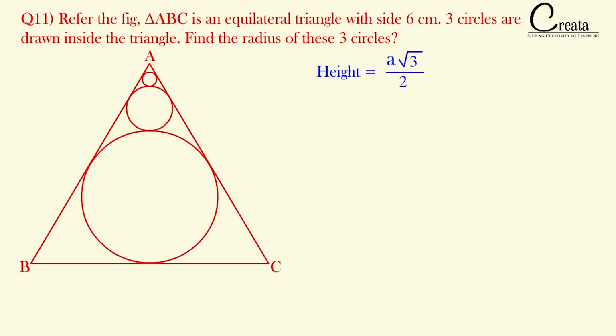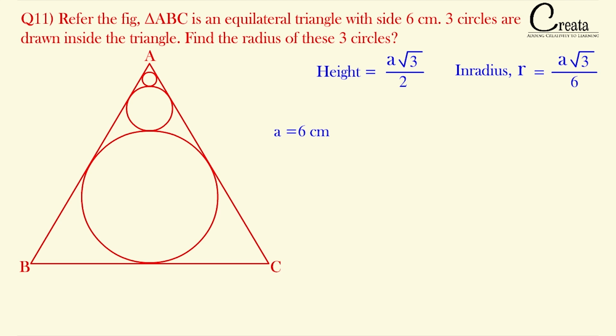root 3 upon 2, where a is the side of the triangle, and inradius that is equal to a root 3 upon 6. Here also a is the side of the triangle. These 2 formulas will build the base of the solution. Let's see how to approach the question. First of all, the side A is given as 6 cm. All the 3 sides are 6 cm. Let's try to calculate the height of the triangle.